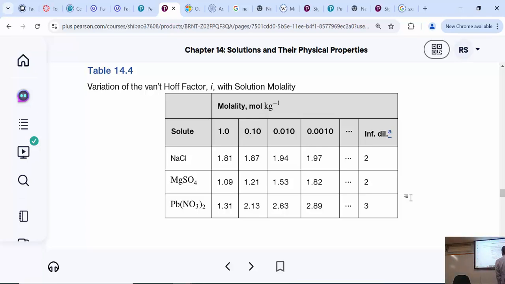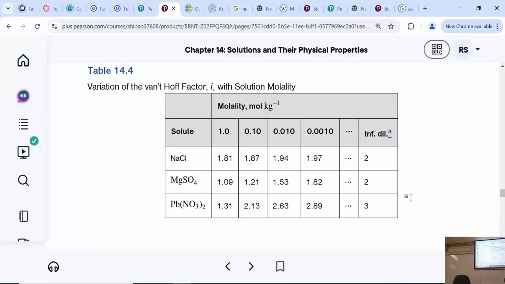It's actually maybe more than one page. I don't know. Table 14.4 illustrates it pretty well. This is deviations from ideal behavior. If I had 1 mole of sodium chloride, it should split up into 2 particles, a sodium ion and a chloride ion. And that we call ideal. So, ideal behavior of sodium chloride: sodium chloride is a strong electrolyte. What do strong electrolytes do? They dissociate 100%.